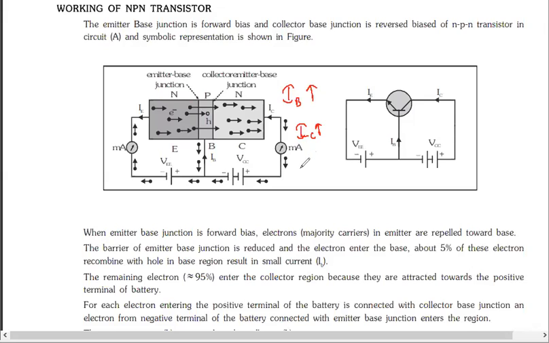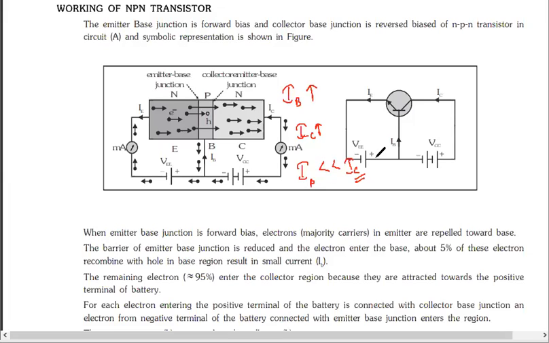And this base current IB should be very, very less than this current. Yes or no? Tell me, guys.